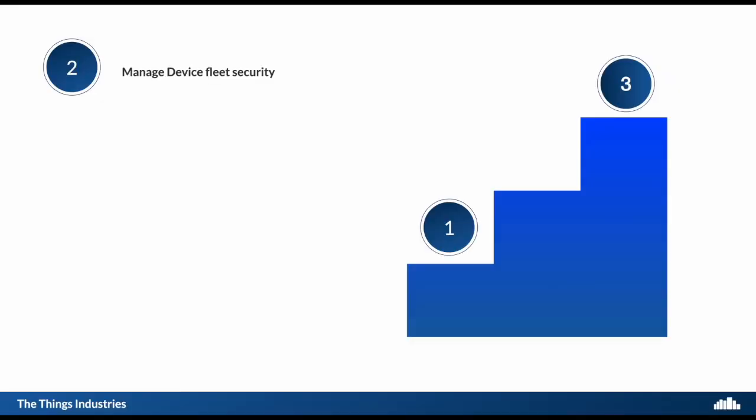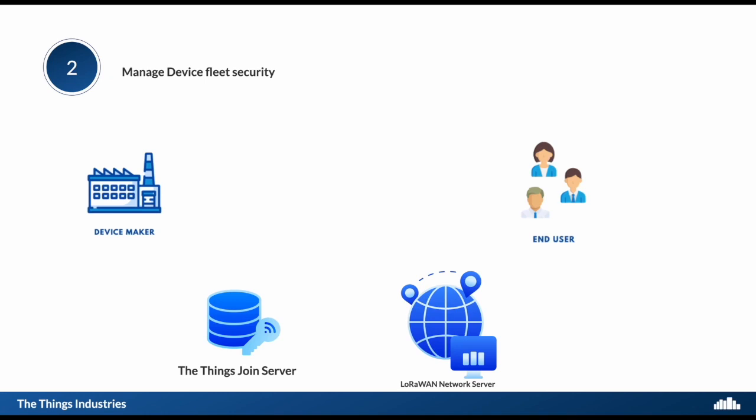The next level of device management is device fleet security. It's not a good idea to send your users a file containing all the keys for all the devices. This happened quite a lot in the past, and we would want to avoid that. This is where The Things Join Server comes in. Instead of sending keys to your end user, you securely provision them on The Things Join Server, and then you send the devices and certain device information to the end user. The end user then registers the device in a LoRaWAN network server, and the LoRaWAN network server talks to The Things Join Server to get the device session keys.